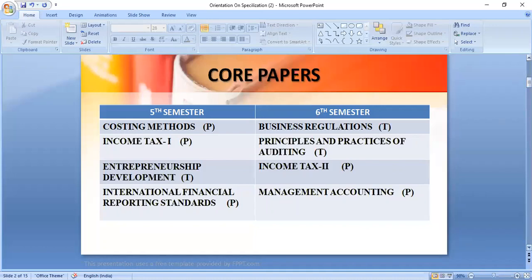This is the 5th semester and I'm only dealing with the core subjects. The elective papers will be handled by the other faculty. I'm moving on to the 6th semester.